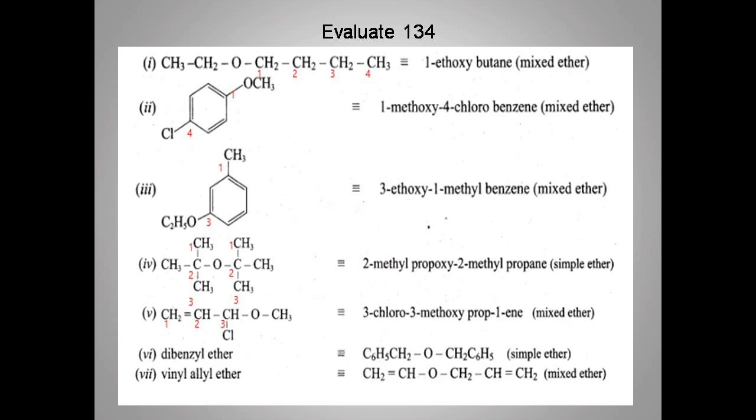The next one, I indicated the number 1. The first carbon contains OCH3, which is called methoxy. The 4th carbon contains chlorine. So 1-methoxy 4-chlorobenzene. It is also a mixed ether. Third one, I put the numbers. The first carbon contains methyl, the third carbon contains ethoxy. So 3-ethoxy 1-methyl benzene. It is also a mixed ether.